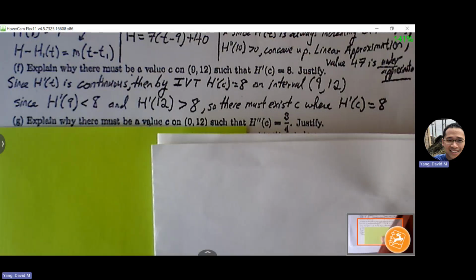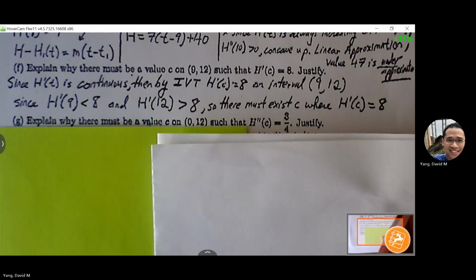And so IVT is one of those things where it's easy to understand, but it's a little convoluted. It's a little bit difficult to put into words because we just want to say something is going to be between two numbers, but it just comes out a little wordy.